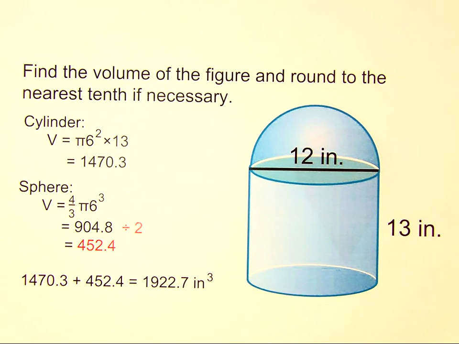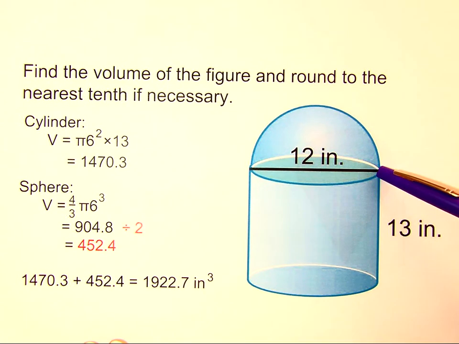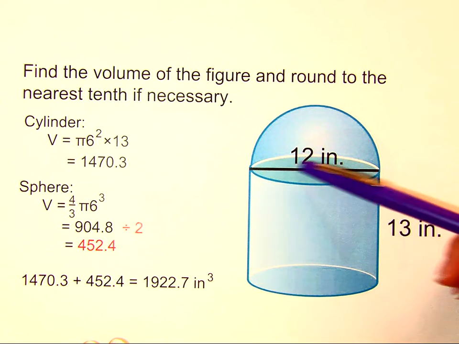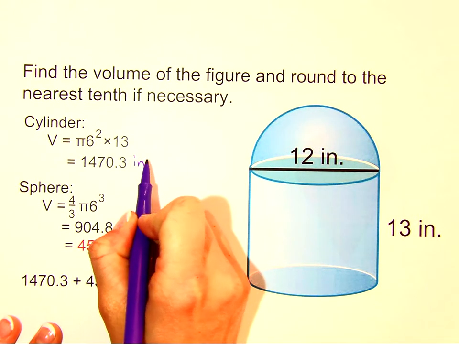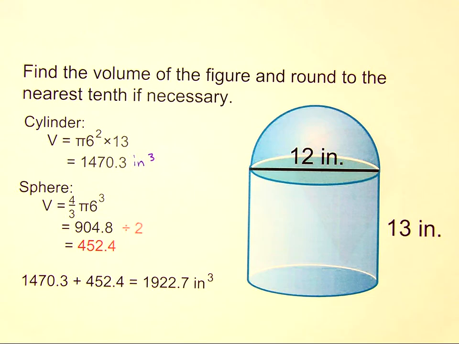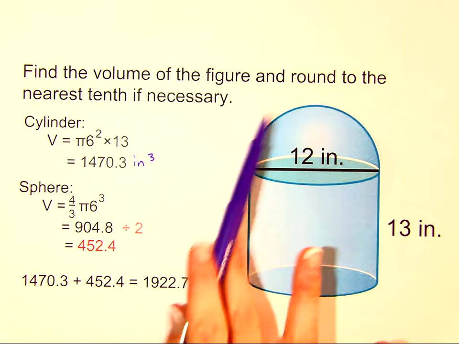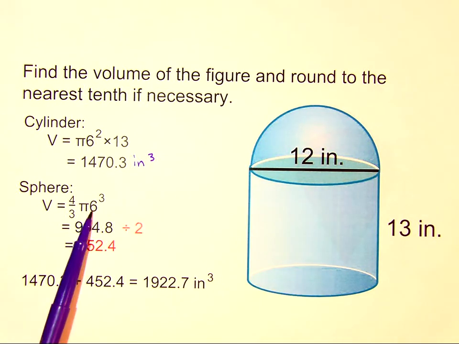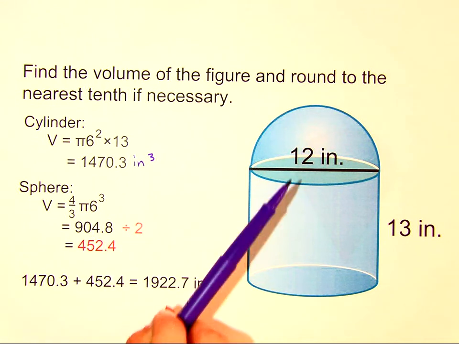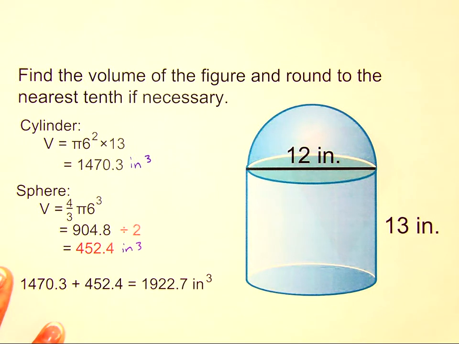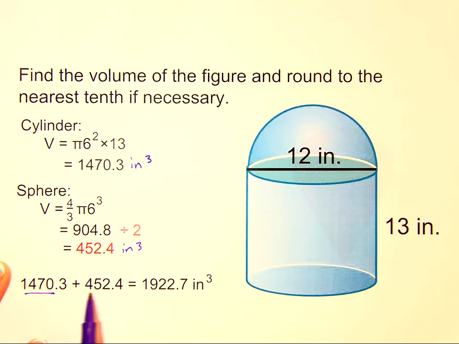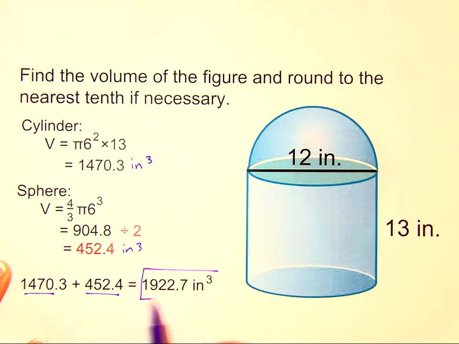Alright, so the cylinder, our radius is 6, because I was given the diameter, and your height is 13, so that gives you your volume here in cubic inches. Now remember, first we need to find our whole sphere, so our radius being 6. Then once we have the volume for our sphere, we need to cut that in half, because we only have half a sphere, called the hemisphere, to give us our volume for the hemisphere. Take those two volumes, add them together, and we get our final answer.